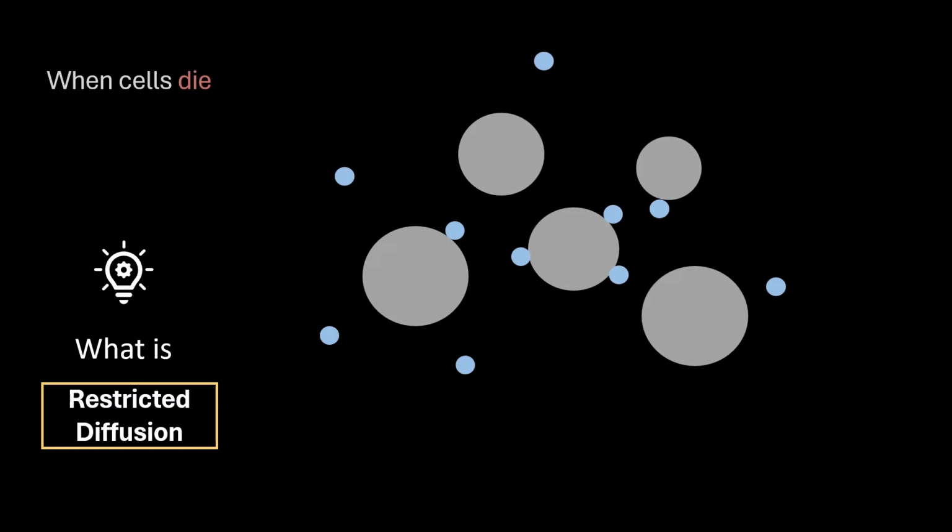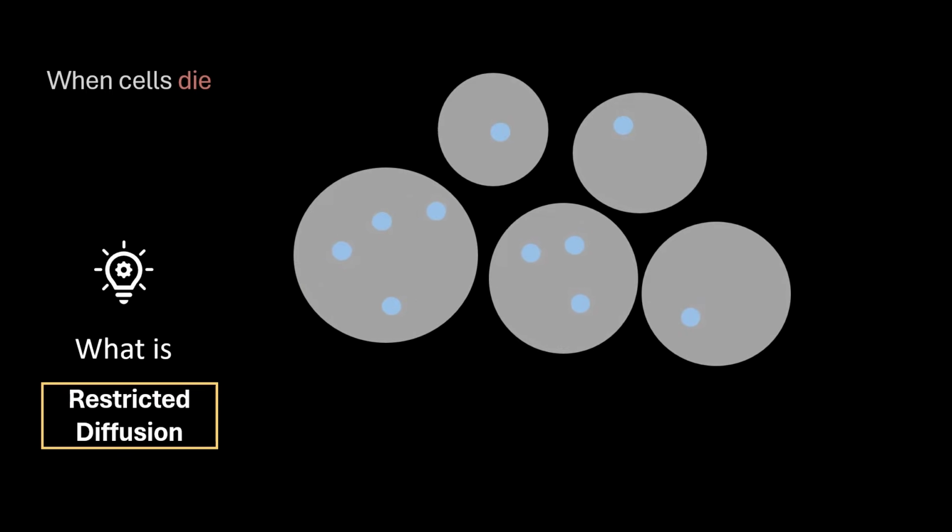But what happens when these cells die? The water molecules move inside the cells and the cells swell up, and now the movement of these water molecules becomes restricted by the cell membranes, and this phenomenon is called restriction of diffusion.